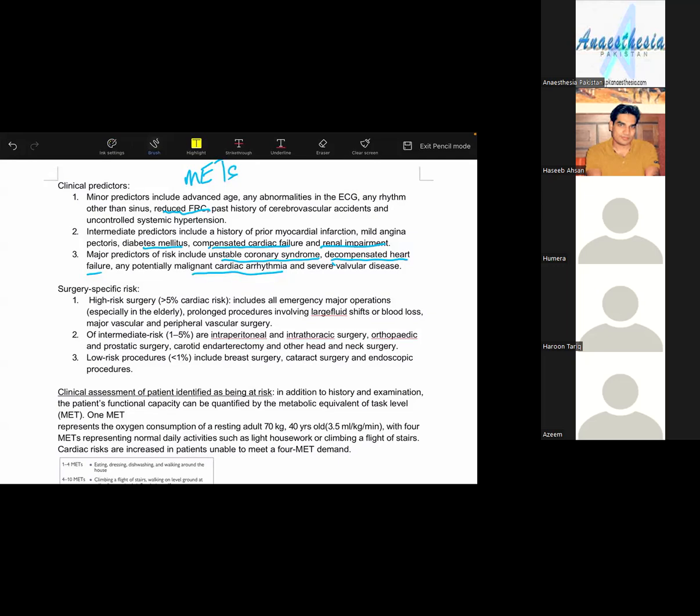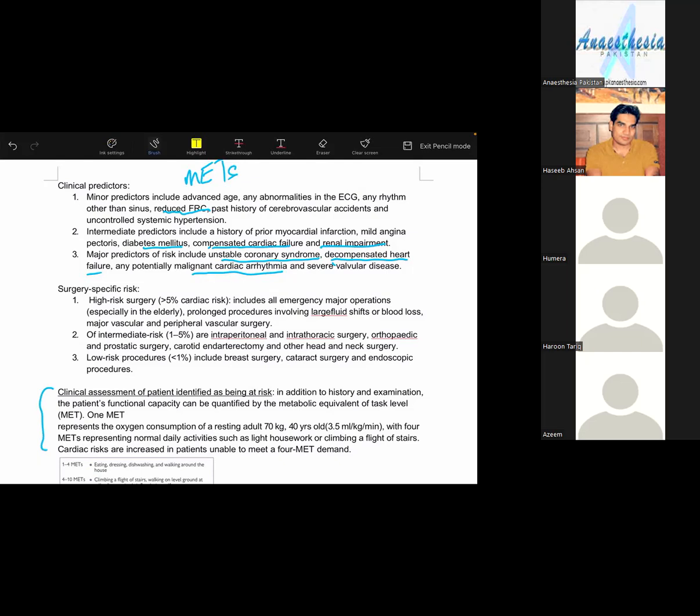cardiopulmonary exercise testing. Harun, you were asking about CPET. CPET is cardiopulmonary exercise testing, in which you check the cardiopulmonary status. And METs, this is what a MET is. Hasib, you can explain METs. Before explaining METs, the other thing is surgery specific risk.